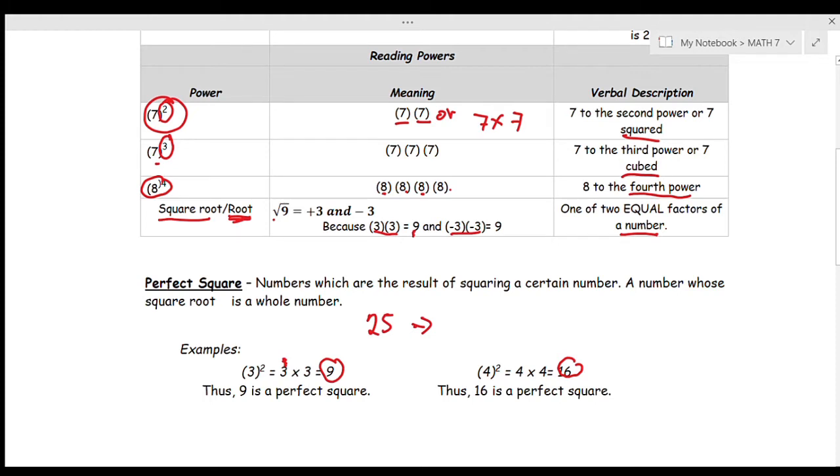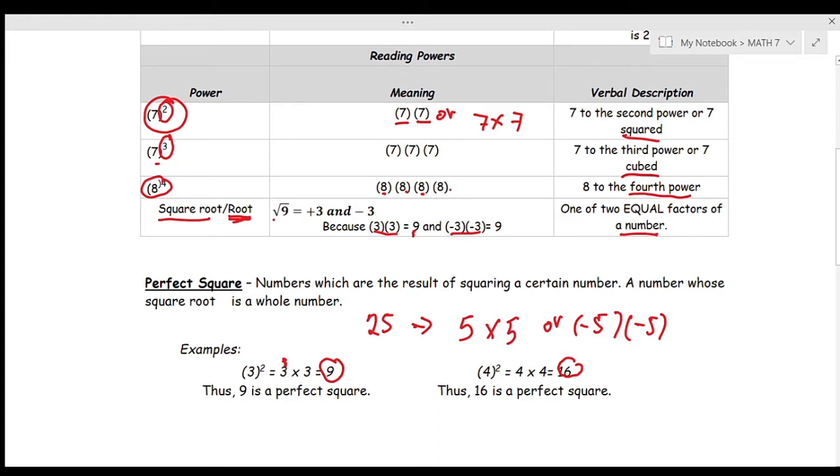Okay, we have this 25. 25 is a perfect square because it could be a product of a number, which is 5 times 5, and the result is 25. And also, it can be a product of this factor, negative 5 times negative 5, and the result is positive 25. So that is a perfect square.